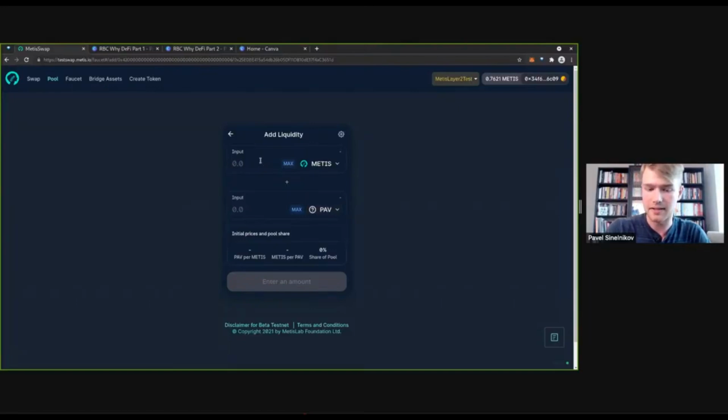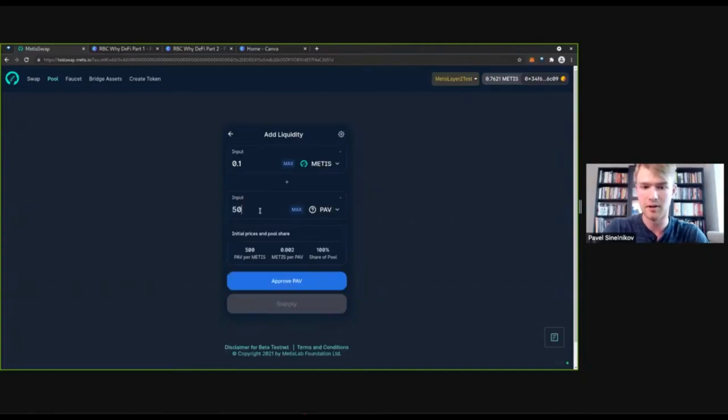And in this case, I want to supply, let's say, a small amount. 0.1 Metis tokens is equal to 50 PAV tokens. So the ratio is for every Metis token, it's going to be 500 PAV tokens. Now, of course, there's not that much in supply. So this is a pretty rare token, although it is going for very cheap.